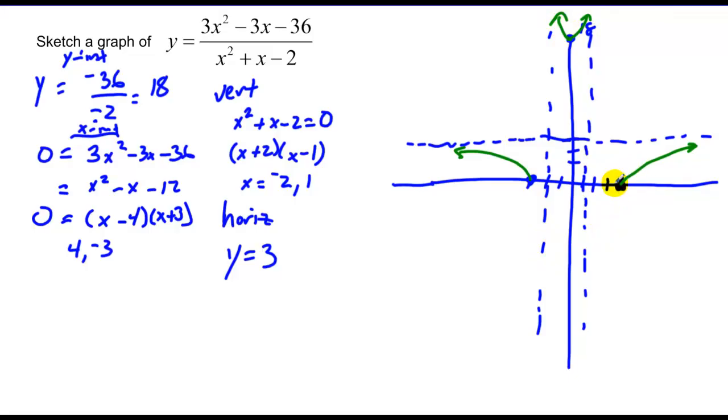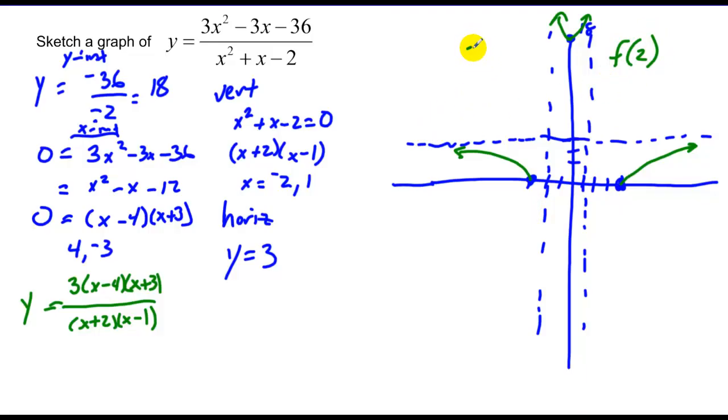Does it bounce off this axis and come back up? Because it certainly could. Likewise, it could come up here. My guess is they both go down, but I'm going to plug a point in just to check. And when I plug that point in, I'm going to use the factored form. So my factored form is going to be 3 times x minus 4, x plus 3, over x plus 2, x minus 1. It's going to be my y value, and I'm going to pick values of, let's go f of 2 and f of negative 2.5.